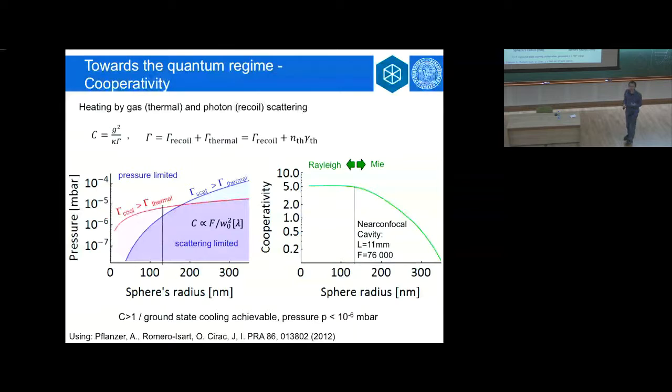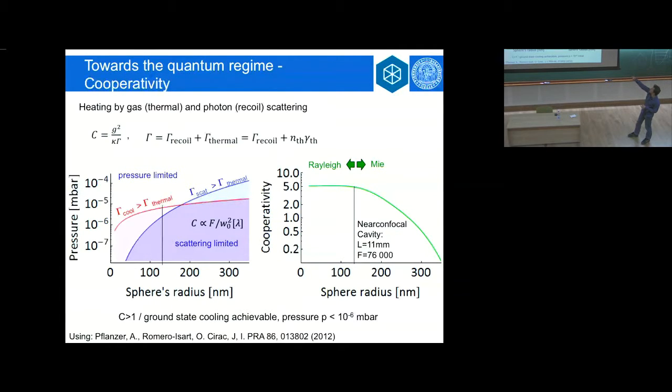Now, why not? It's something that we do expect. We do expect that the coupling changes with the particle size, but this goes with the volume of the particle, and the recoil heating goes with the volume of the particle as well, so they just cancel. Which means that you don't win in cooperativity by going to a larger particle, but at some point you will lose, because the approximation of a particle much smaller than the wavelength is not true anymore.